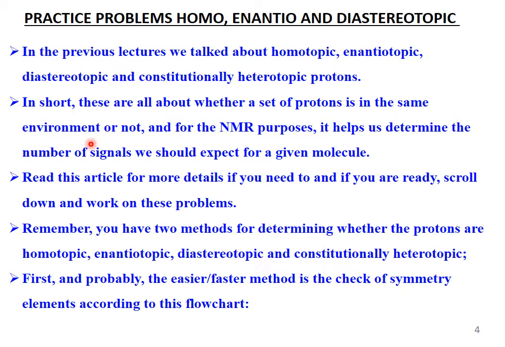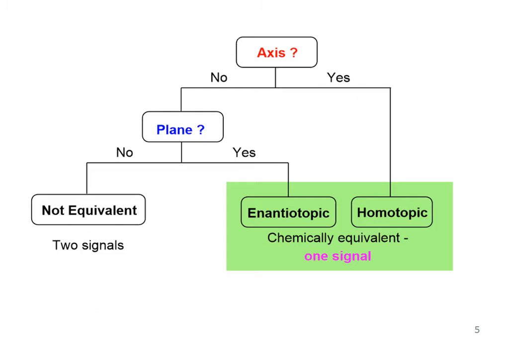Today I will discuss pro-S and pro-R as well. Our first method was the addition substitution criteria, and the second method was the symmetry criteria. This is the flow chart which I was asking you about.